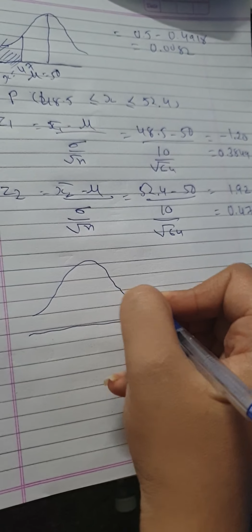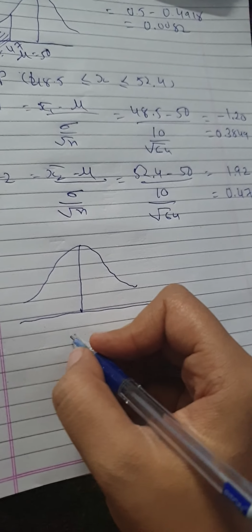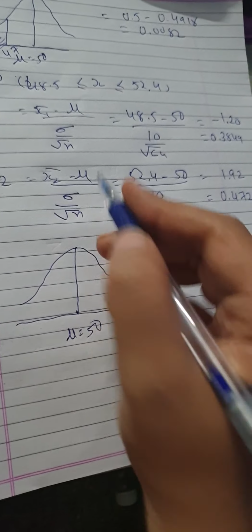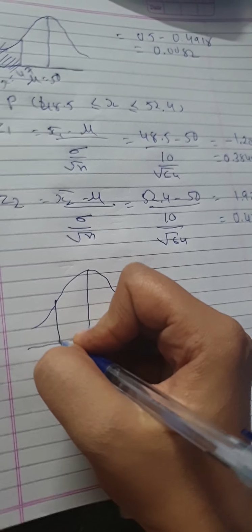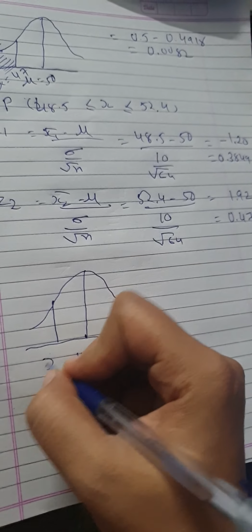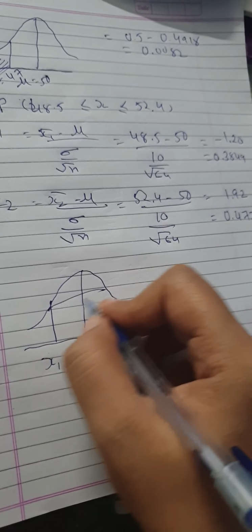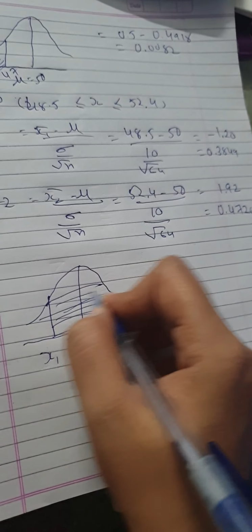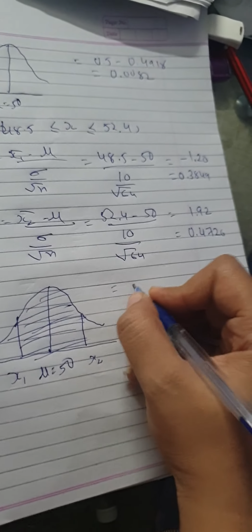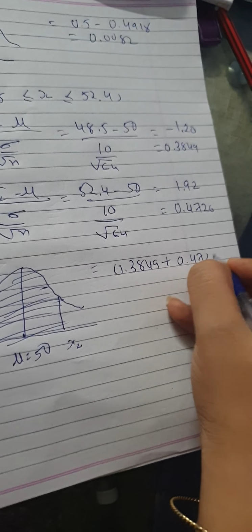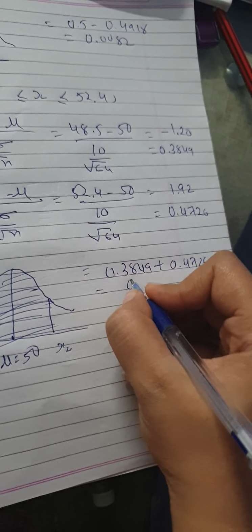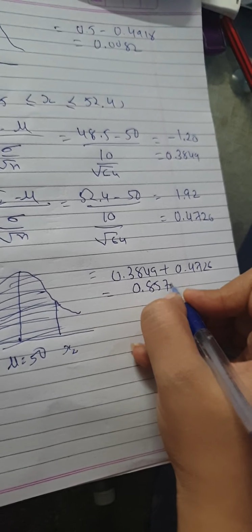Right, now time to decide the range. Mu is 50. One x is less than 50 and the second is more, so one will be on the left side and one on the right side. You want the in-between area, so you have to club both values, 0.3849 plus 0.4726. So the answer will be 0.8575.